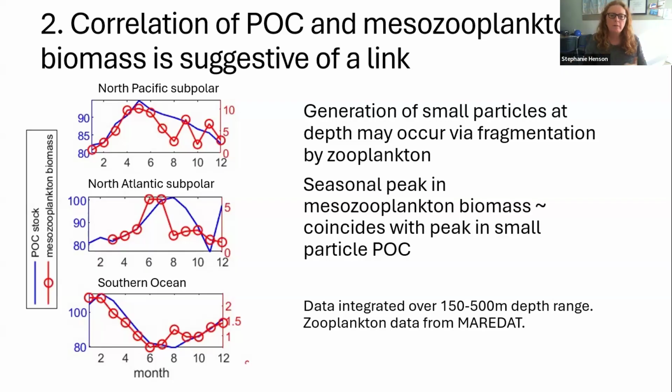Of course, correlation doesn't equal causation, but it's an interesting observation, if you like, that the seasonal cycle in these 2 factors are very similar, at least in the regions where we've got enough zooplankton data to make the plots. So we haven't ruled out zooplankton as being a possibility.